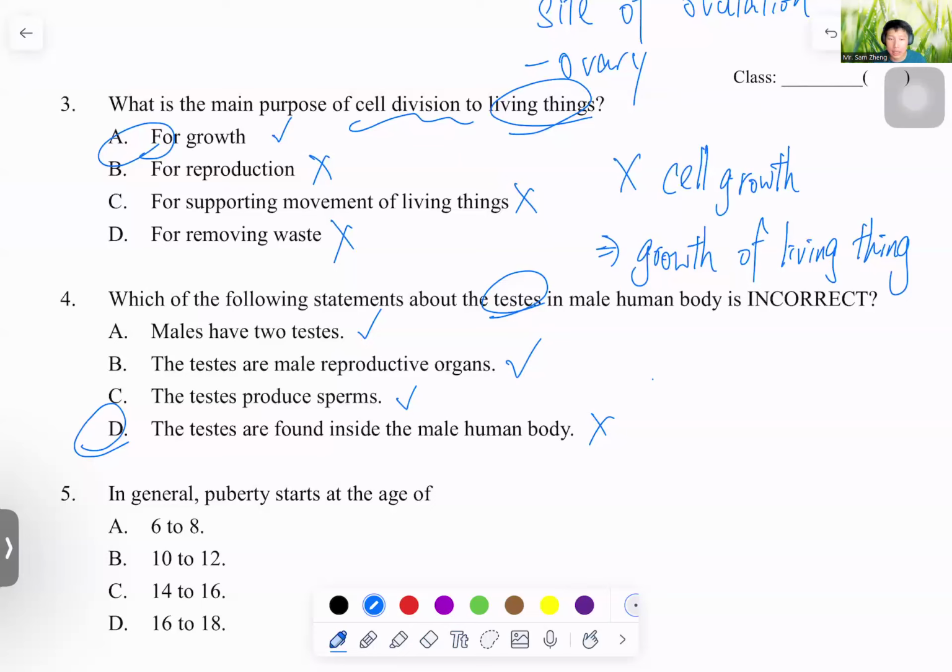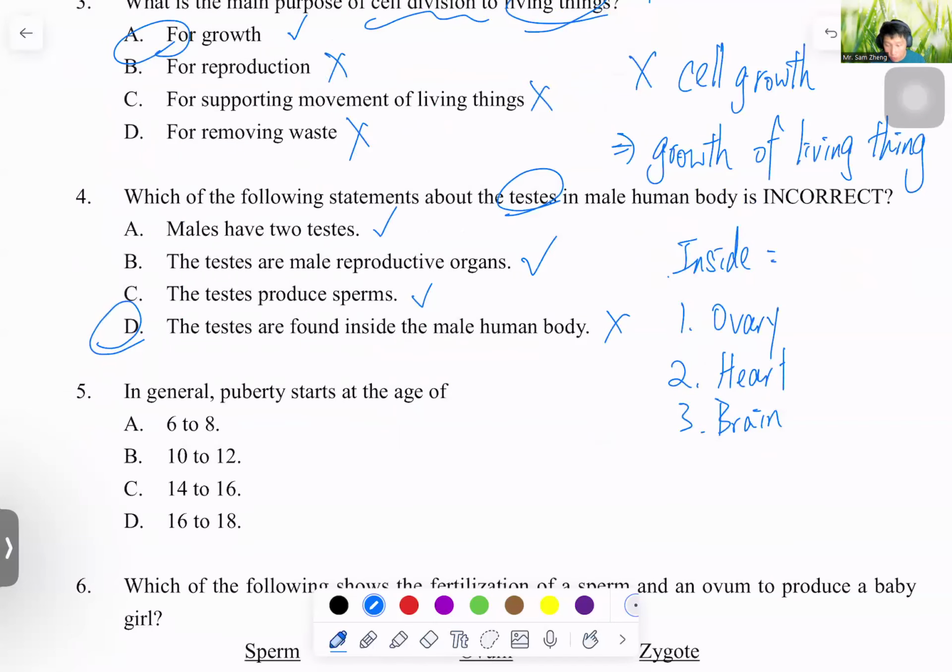So in this case, we will say that it is found outside the human body, but not inside the human body. So what will be some organs that you can find inside the human body? For example, that would be the ovary. Ovary would be a structure that you can find inside the human body, or maybe our heart, our brain. These would be some structures or organs that are embedded in our body. But the ovary can only be found in the female human body.